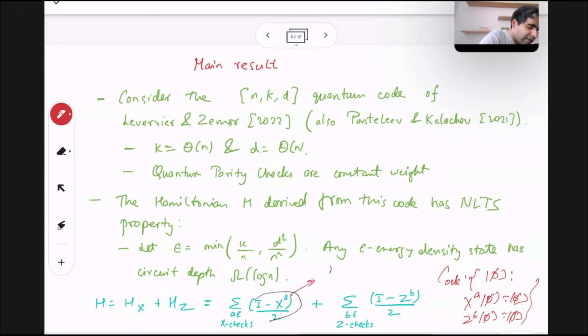For example, if a is 11000, it's an n-bit string. X to the a will be Pauli X on the first qubit, Pauli X on the second qubit, and identity on the third, fourth, and fifth qubit, and so on. So that's my Pauli X. A tells me where the X acts. That's an example. Similarly for Z. That's how stabilizer codes are defined. One writes down these stabilizers, and then the code space is the +1 eigenstate of all of them.